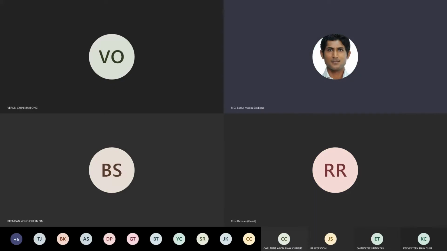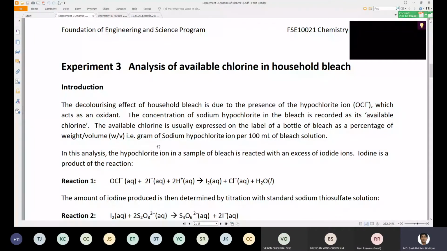So for this, experiment 3, available chlorine in household bleach. The bleach that we use for killing germs or for decolorization, or our toilet cleaner sometimes has bleach. Not every toilet cleaner has bleach, some have other things, but bleach is a very strong oxidizing agent that will cause the decolorization and kill the germs instantly.